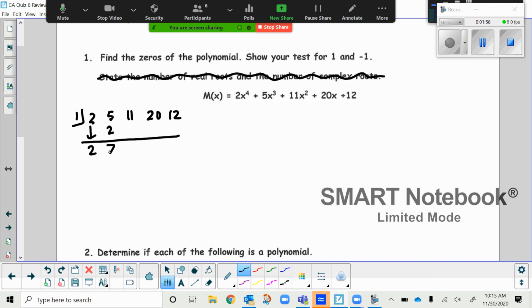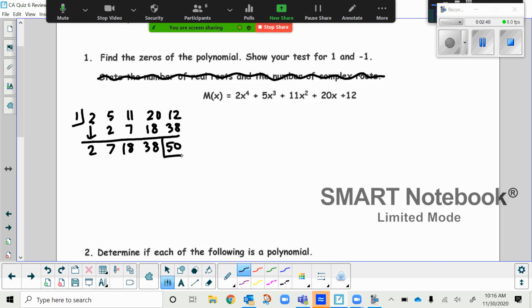Right now I do the 1 in the box times the 7 and write that under the 11. And 11 plus 7 is 18. Now the 1 in the box times the 18, write that under the 20. Add gives you 38. 1 in the box times 38, add it to the 12. So what's up with that 50? It's not what? Not a 0. Exactly. So the 1 doesn't work.